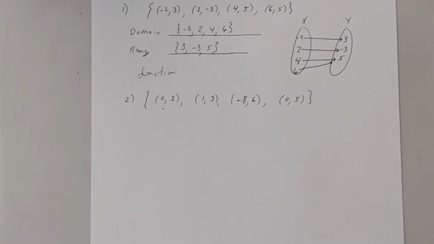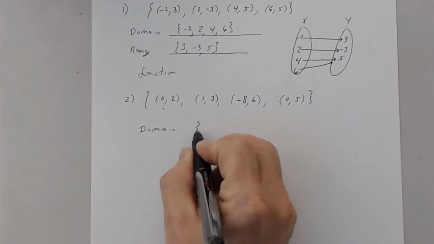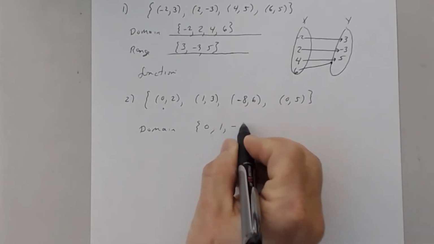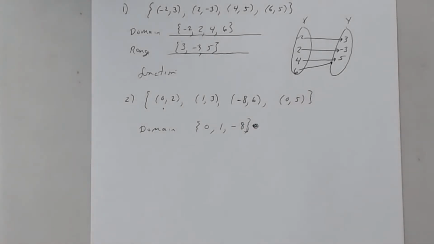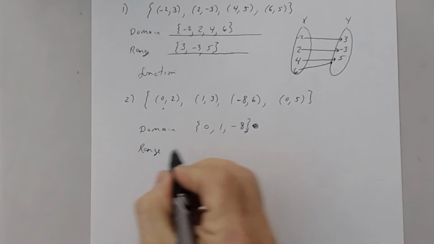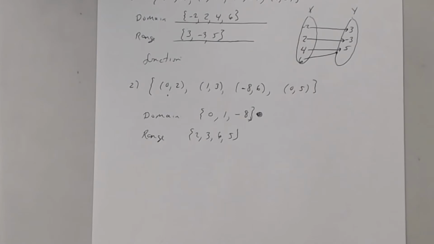You've got to use the definition of function. For each x coordinate, there's got to be what? One y coordinate. Is that the case here? Yes, that's the case. Look at number 2. What's the domain? In a brace, right? What else? I already have 0 listed. So it's just 3 of them, right? Y'all agree? 0, 1, -8. What's the range? 6 and 5. Okay. All right.